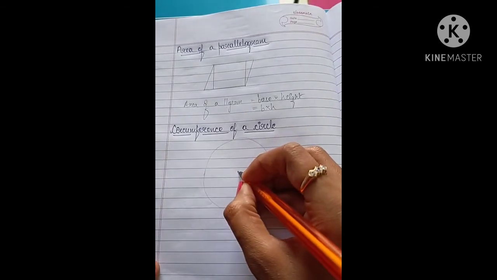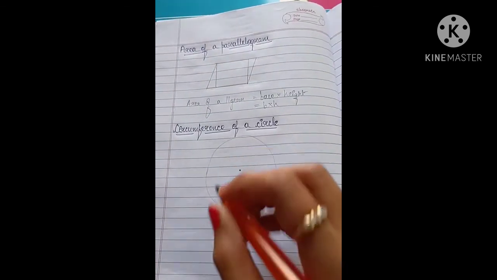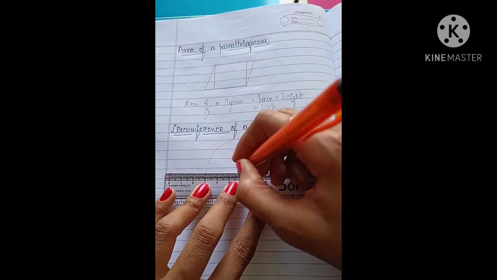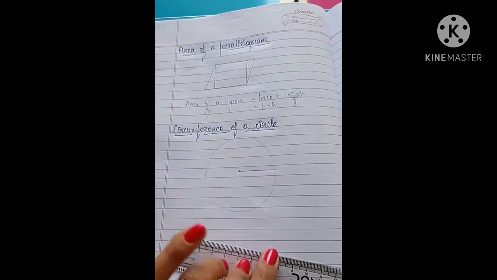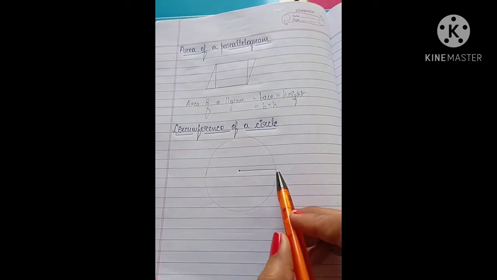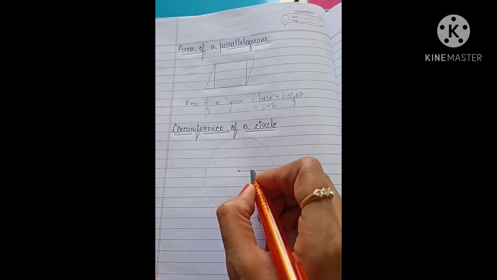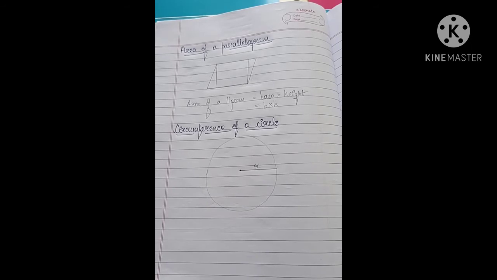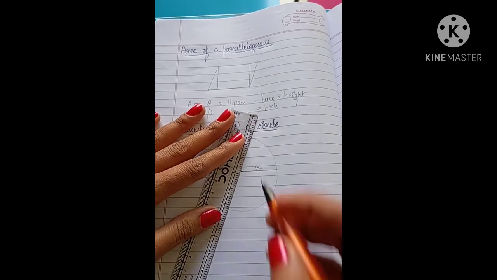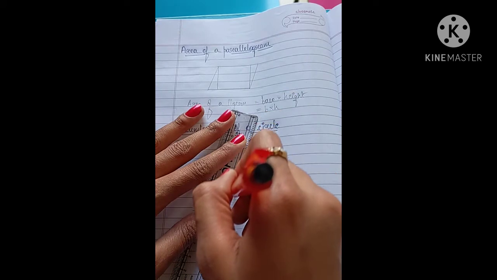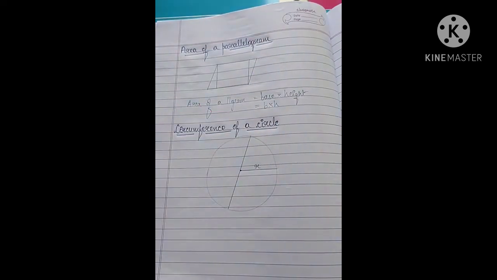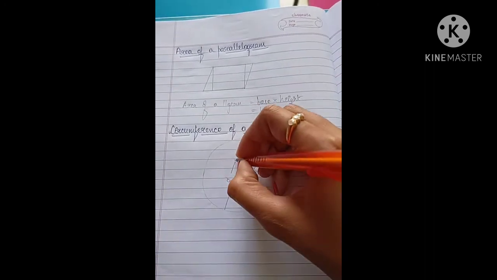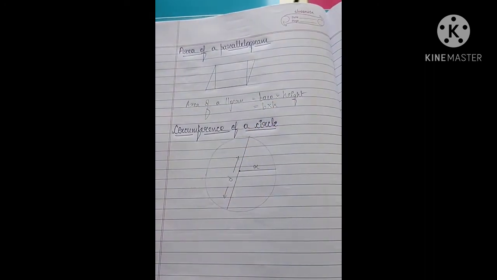this is the center of the circle, okay, and from the center, when you draw the line which reaches the edge of the circle, it is the radius. So I mark it as R, and when I draw a line from this point to this point, passing through the center of the circle, it is your diameter, that is D.